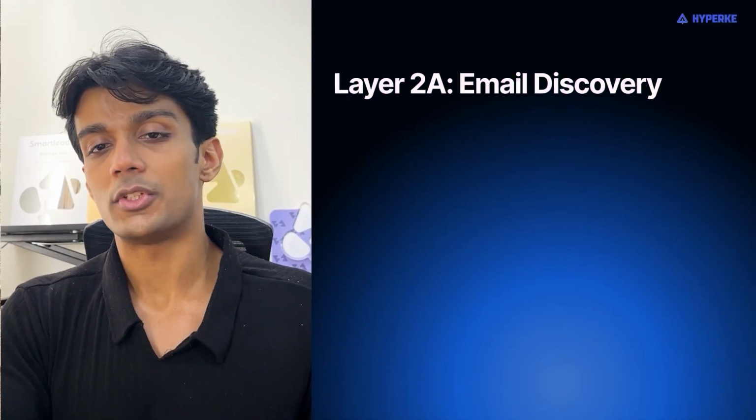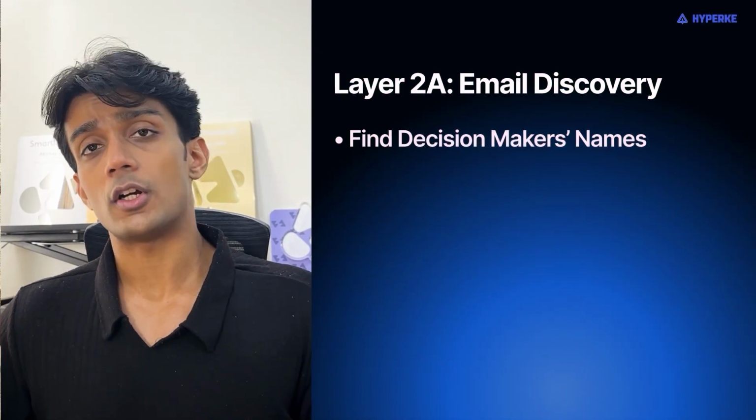For SMBs, this information is harder to come by, which is why you need to run Google searches, because even though the owners of these businesses might not be on LinkedIn, most of them have a page on their website. So their names can be found on their website if you run a Google search. So the first step in layer 2, which is layer 2A, is finding the names of the decision makers.